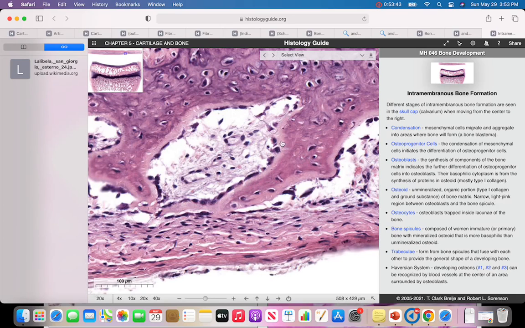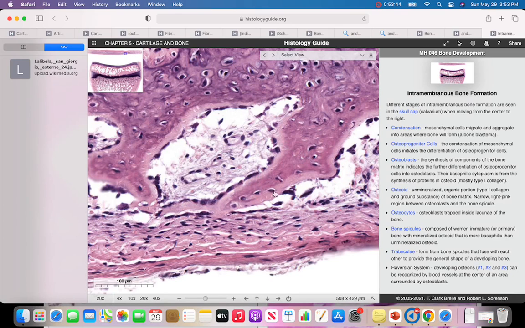When it becomes mineralized, it will be darker in staining. When they are inactive, they are flat, but when they are active, they become low cuboidal in shape. So the main function of osteoblasts is production of osteoid or prebone. So they are involved in bone remodeling. Gradually, when they are surrounded by the matrix, they become osteocytes.